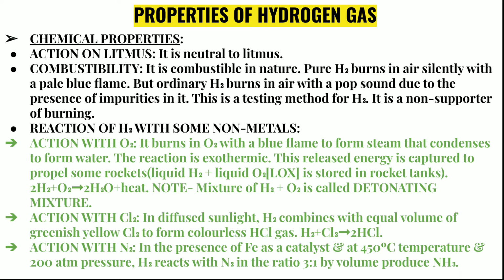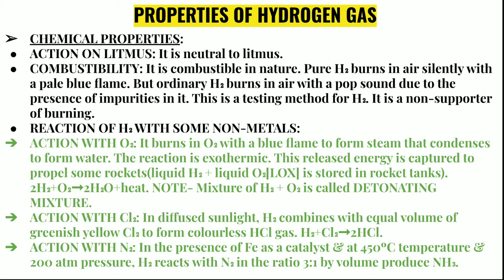Now second is action with chlorine. In diffuse sunlight, hydrogen combines with an equal volume of greenish yellow chlorine gas to form colorless hydrogen chloride gas. Now, action with nitrogen. In presence of iron as a catalyst at 450 degrees centigrade and 200 atmospheric pressure, hydrogen reacts with nitrogen in the ratio of 3:1 to produce ammonia, or you can say nitrogen trihydride.